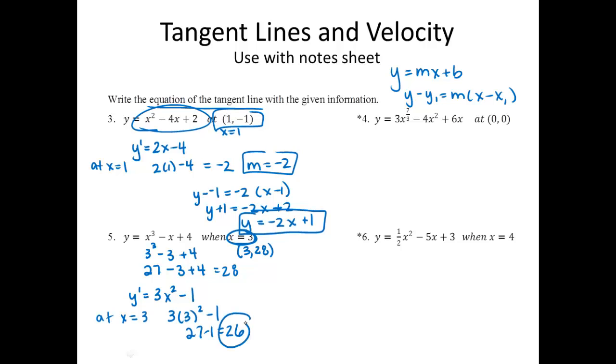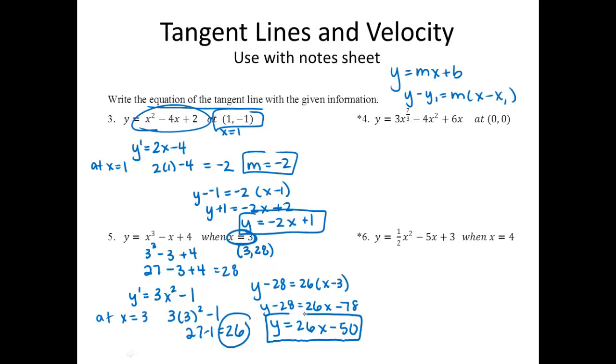So that's my slope. I've got my ordered pair, and we're going to write the equation of the line. y minus 28 equals 26 times x minus 3. So I have y minus 28 equals 26x minus 78. I'm going to add 28, and I get y equals 26x minus 50.